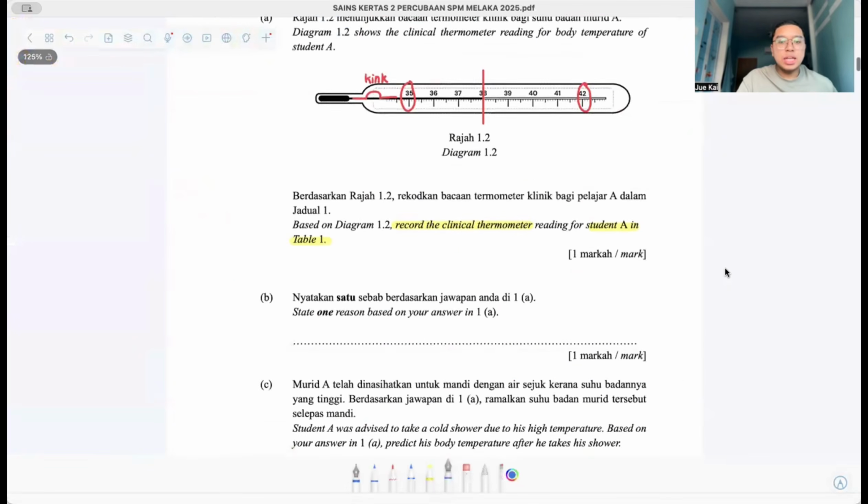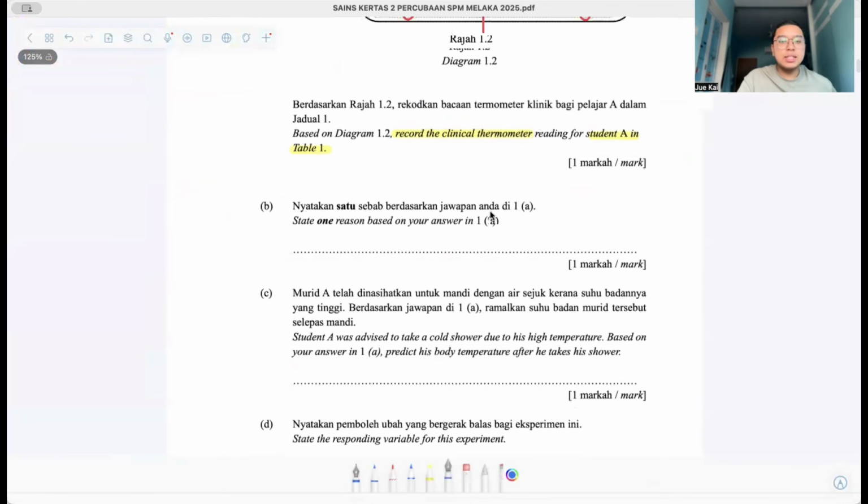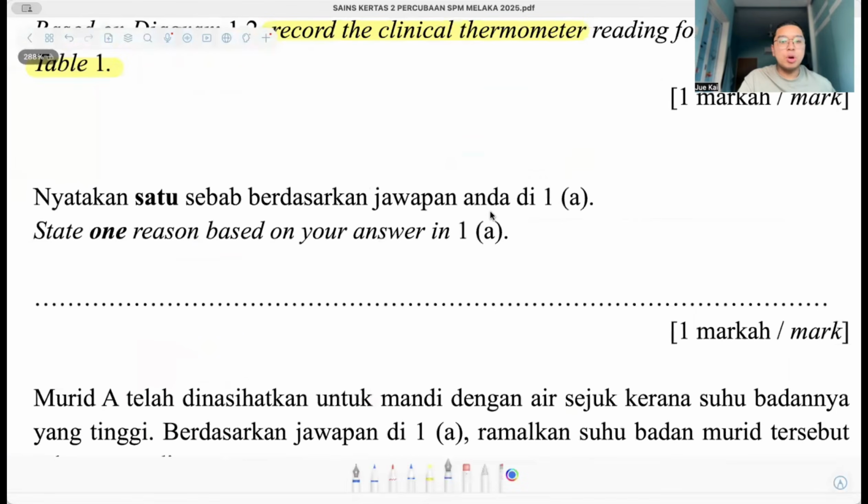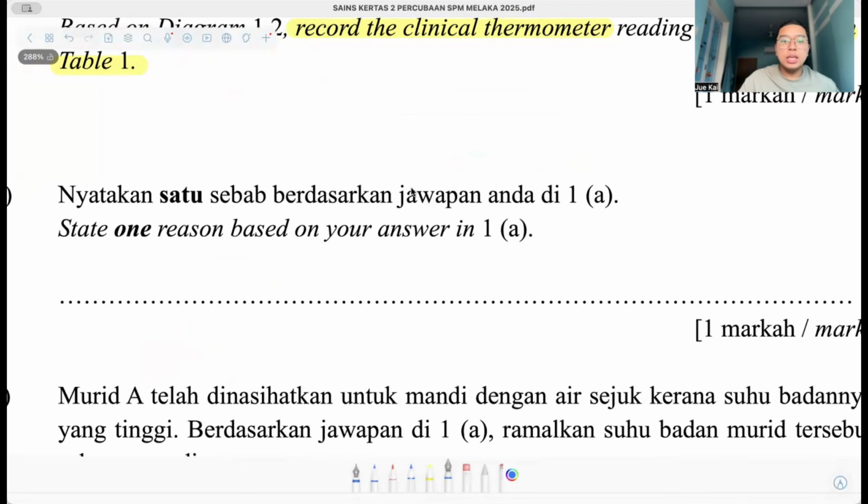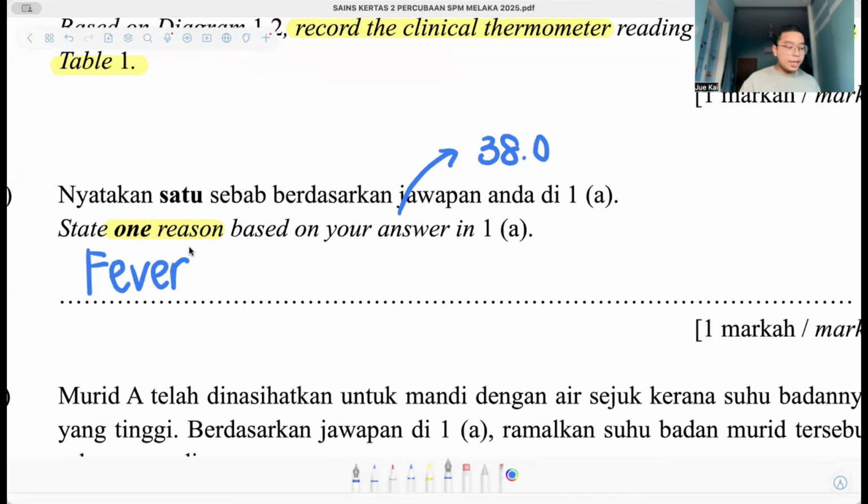Okay, let's proceed to another question. State one reason based on your answer in question 1a. Just now, his temperature is 38.0. So it wants you to state a reason. Obviously, what is happening with the person? He might have a fever. If he does not have a fever, it might be what? Try to guess.